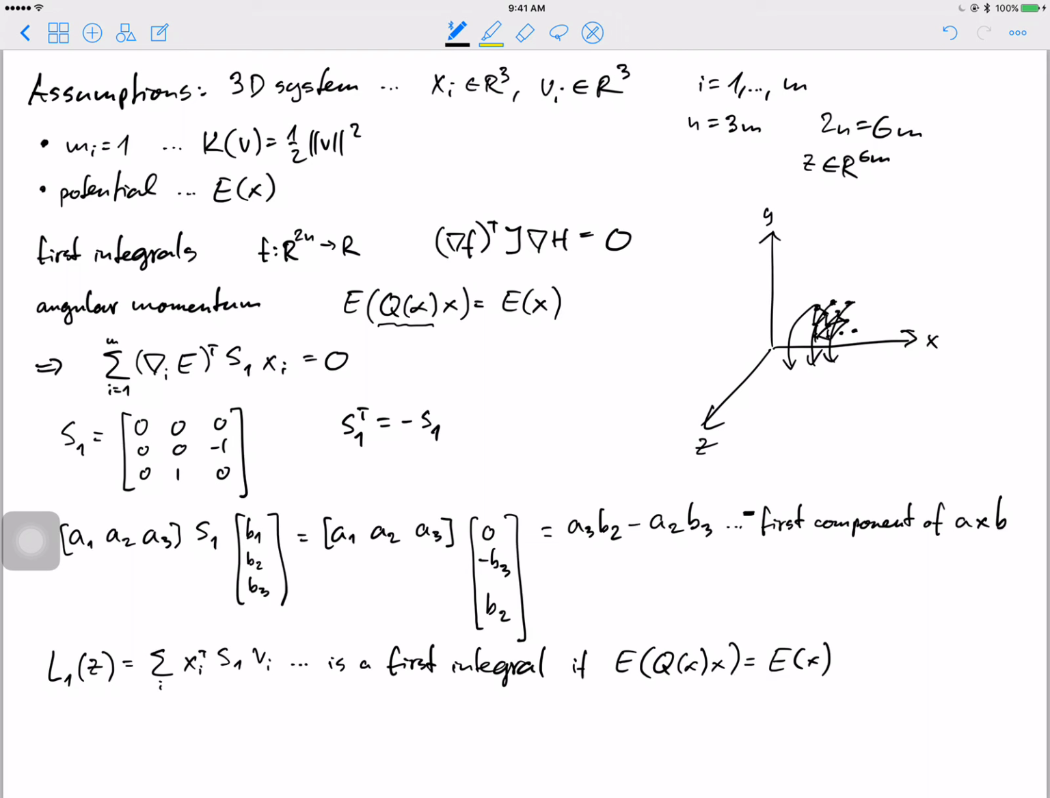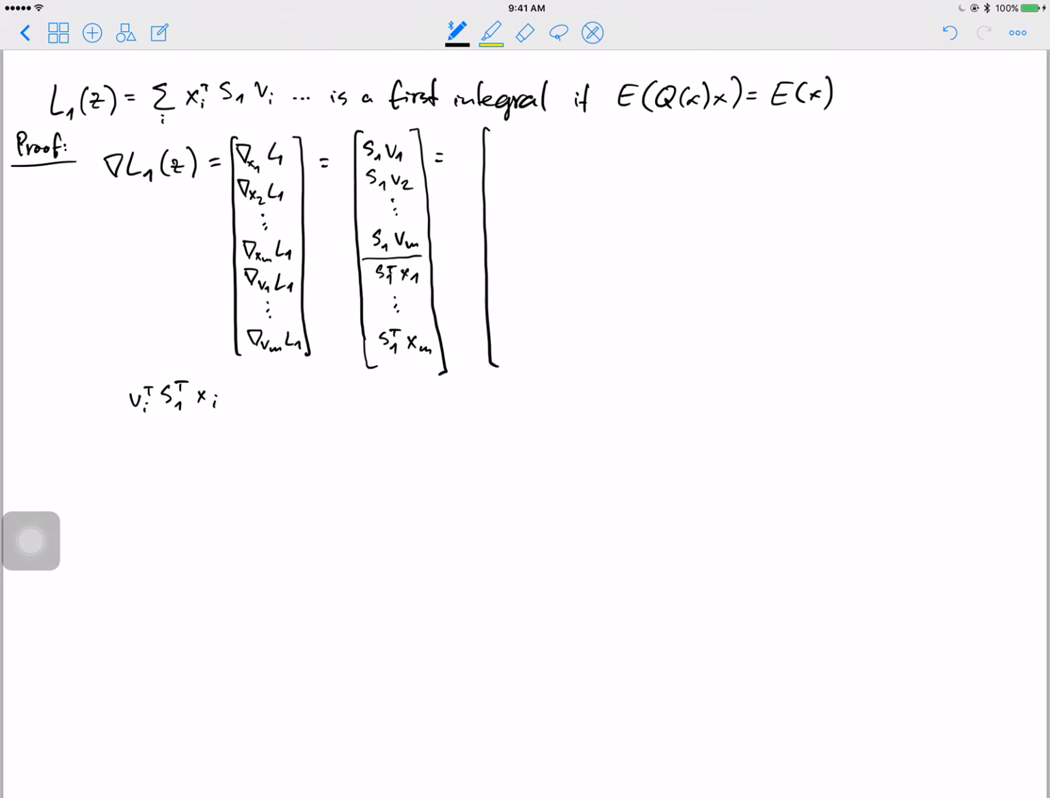Okay? So that's an anti-symmetric matrix. And that's no surprise because anti-symmetric matrices and cross products are intimately related. So I can use this here. I'll just copy the first part, s1 vm. And this is just minus s1 x1, and this will be just minus s1 xm, okay? Because the transposition, all it does, it really changes the sign at the end of the day. All right, so that's the gradient.